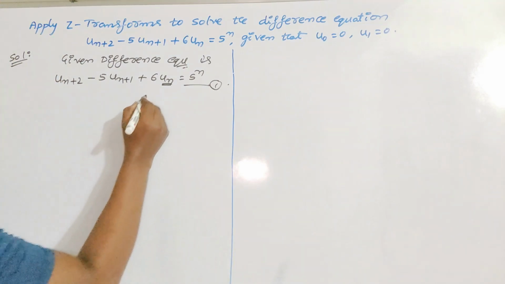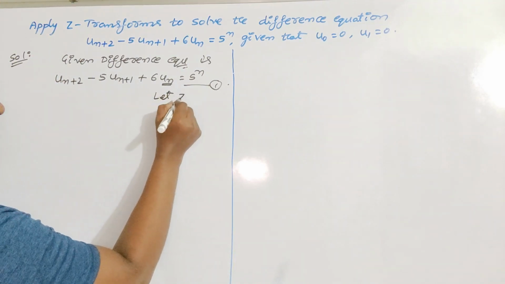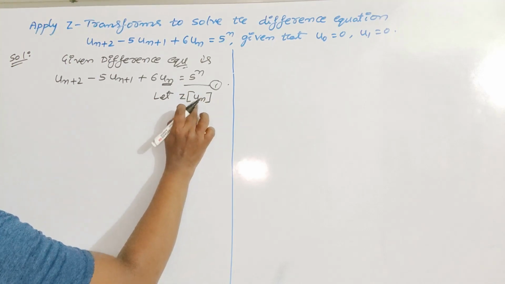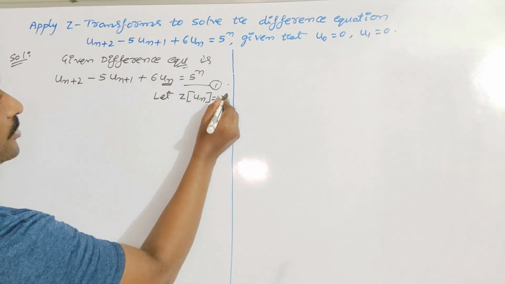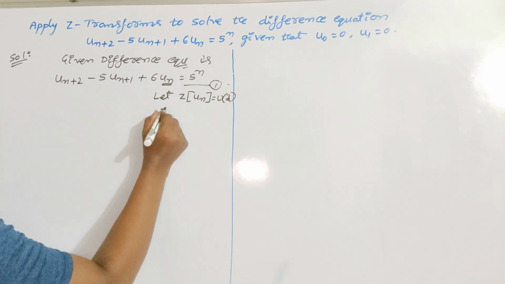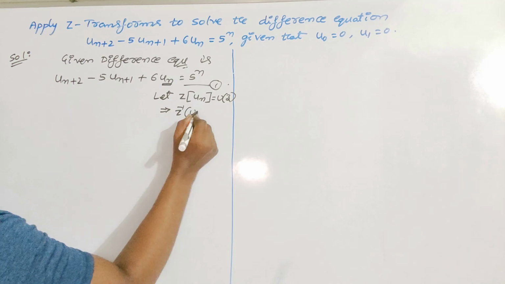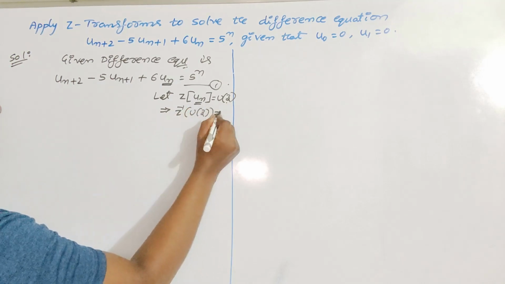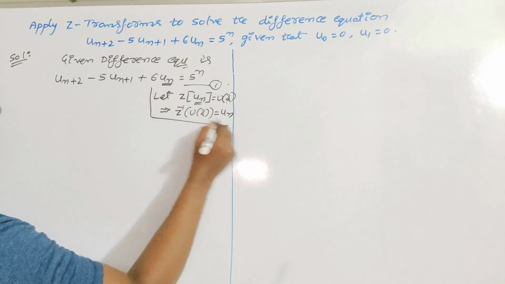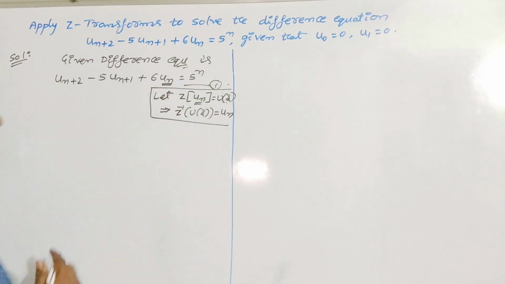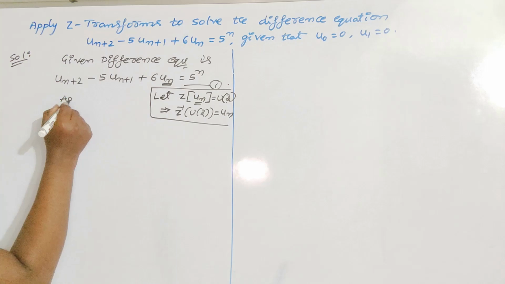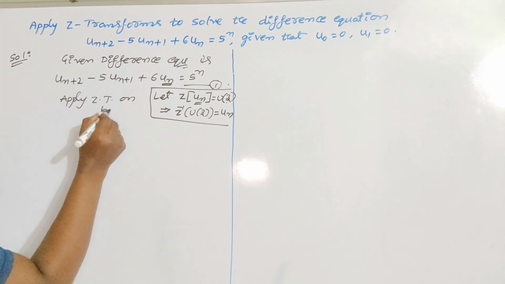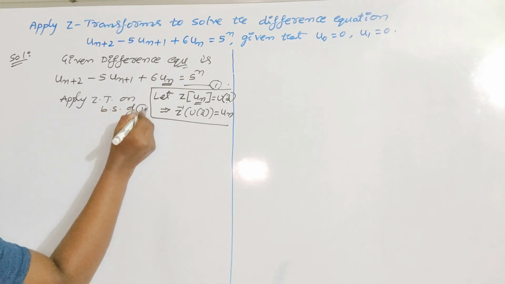So, what is the Z transform of un? Z transform of un is nothing but a function of z. You can represent it with U of z. That's why the inverse Z transform of this function U of z is nothing but un. Please note down these two things. Now apply the Z transform on both sides of the given difference equation 1.